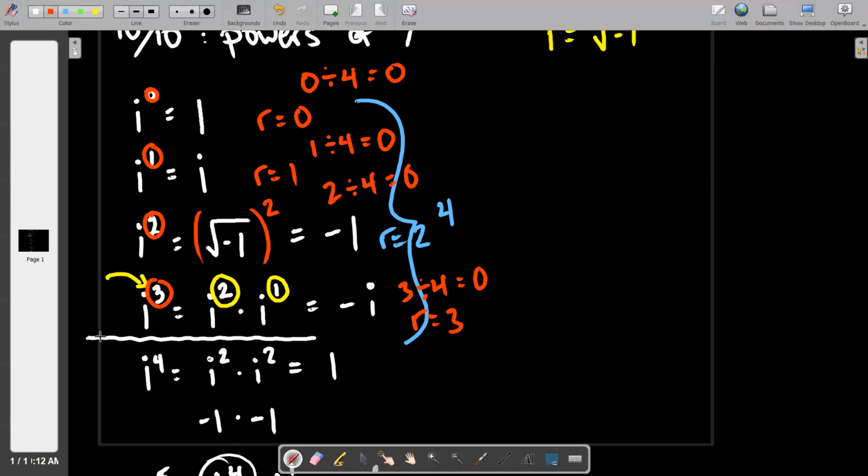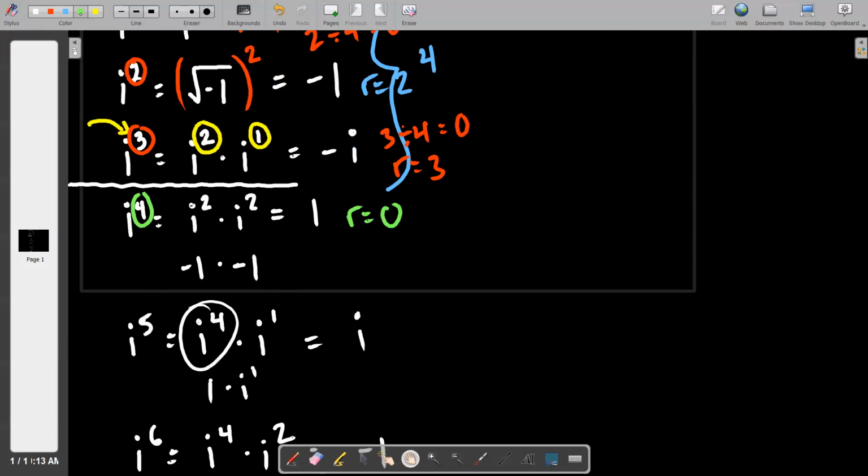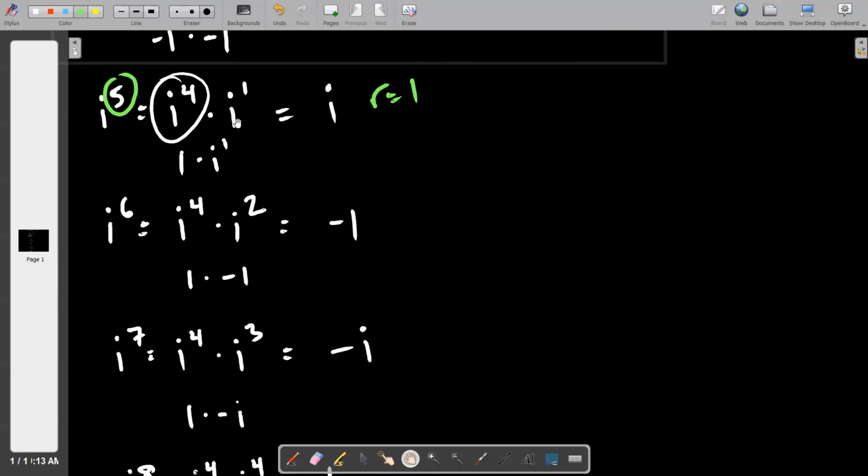Now, let's jump ahead. Let's jump past this horizontal white line to the next. I'm going to switch to green now. What is 4 divided by 4? It's 1 with a remainder of 0. And so the pattern repeats. What is the next one in line, 5? What's 5 divided by 4? It's 1 with a remainder of 1. What is 6 divided by 4? It's 1 with a remainder of 2. What is 7 divided by 4? It's 1 with a remainder of 3.